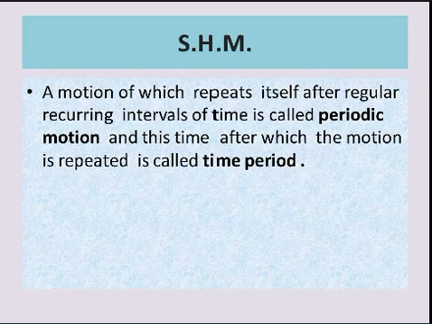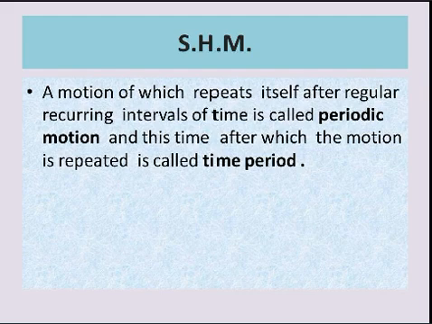Very important, the motion appears after a regular interval of time and it goes on repeating, and such type of motion is called as periodic motion. And the time after which the motion is repeated, that particular time is called as periodic time. The unit of time as well as periodic time is seconds. They both have the same unit.